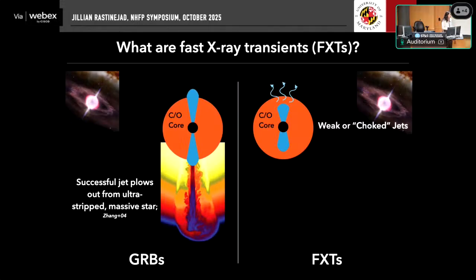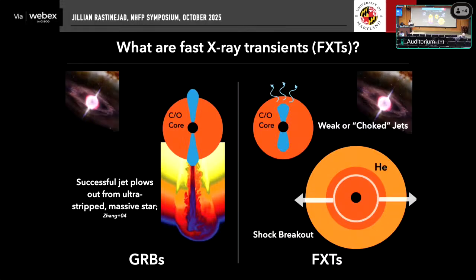On the fast X-ray transient end, we think that potentially a source of these fast X-ray transients is that the jet is weak to begin with or potentially choked by this envelope. And so we're seeing this jet shock that medium, and then we don't get the successful GRB that comes out, but we get some sort of X-ray emission that's short-lived. Another idea is that this could be the shock breaking out, and a signature that this might be happening is that instead of just having that core there, you actually see some helium. You have some helium in the massive star.